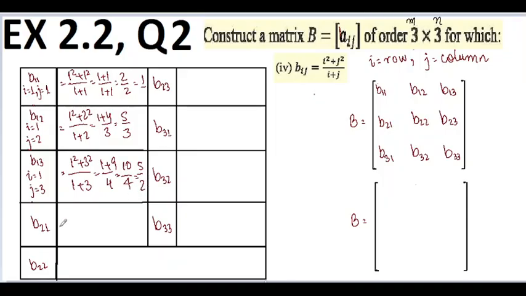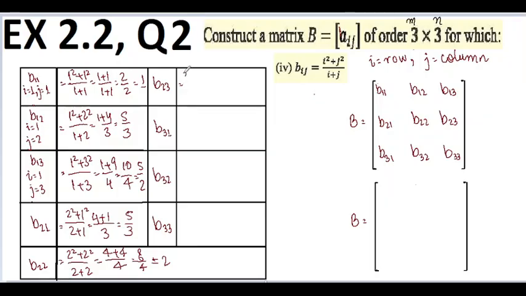The next term is 2 square plus 1 square whole divided by 2 plus 1 equals 2 square gives us 4 plus 1 square gives us 1 whole divided by 2 plus 1 gives us 3. 4 plus 1 is 5 by 3. Now we get 2 square plus 2 square whole divided by 2 plus 2 equals 4 plus 4 whole divided by 4 equals 8 by 4. So we get 2.